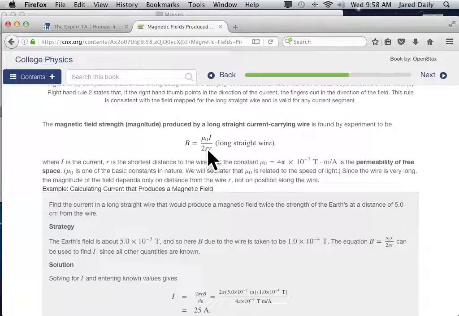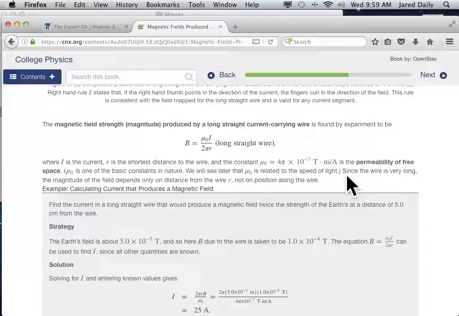Now, what is mu naught? Mu naught is another constant of the universe called the permeability of free space. Remember, we already dealt with something called the permittivity of free space, which was epsilon naught. This is permeability of free space, mu naught. And mu naught is 4 pi times 10 to the minus 7 Tesla meter per amp. It is one of the constants of the universe, one of the things that does not change in the universe. There's only a few of them. Mu naught is one, epsilon naught is another, and then there are a few others.